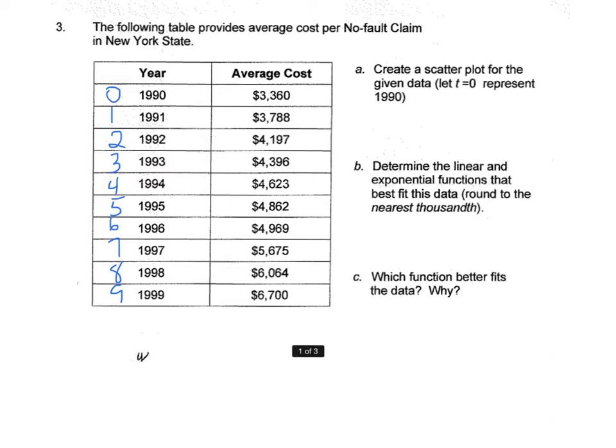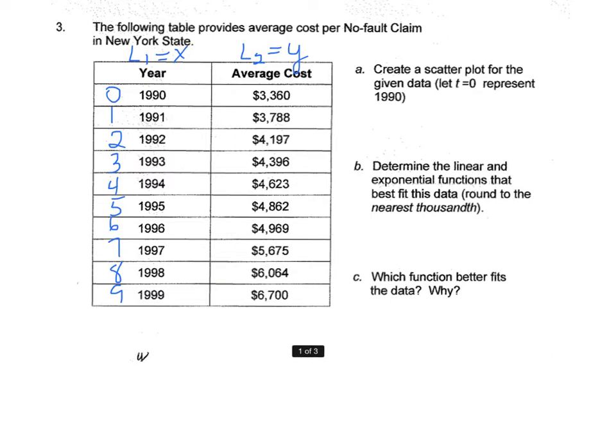So this is going to be our L1 list, which is our X values, and this is going to be our L2 list, which are our Y values. We're going to hold off on creating the scatter plot for now. First, we're going to go to letter B and C before we plot it. Determine the linear and exponential functions that best fit this data. So they want us to determine each, and by doing so, we're going to have to put this information into the calculator.